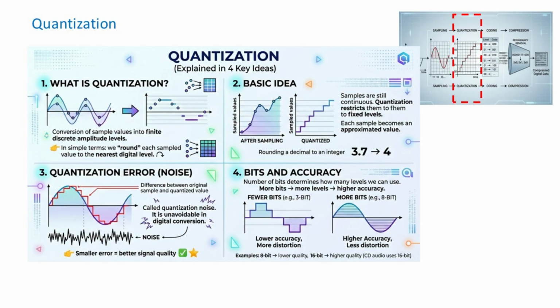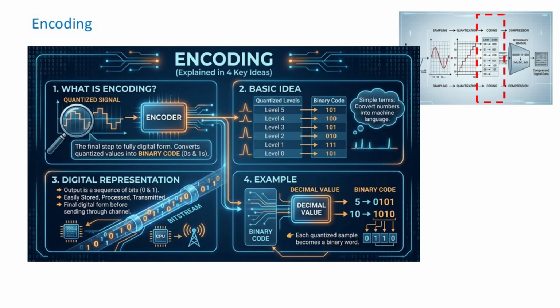The accuracy of quantization depends on the number of bits used. More bits mean more levels and higher precision, while fewer bits reduce accuracy but save data. After this step, the signal is now fully in a digital form and ready for the next stage, which is encoding into binary bits. Encoding is the final step in converting an analog signal into a digital form. Before we move into this step, remember that after quantization, the signal is already broken into discrete amplitude levels, but it is still not in binary form.